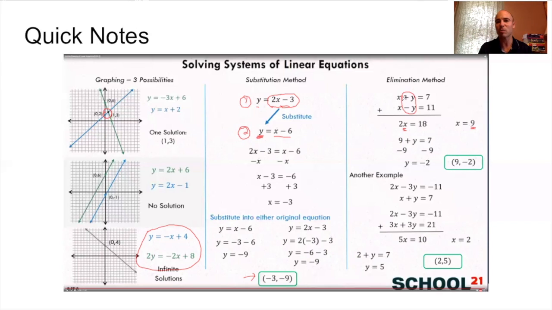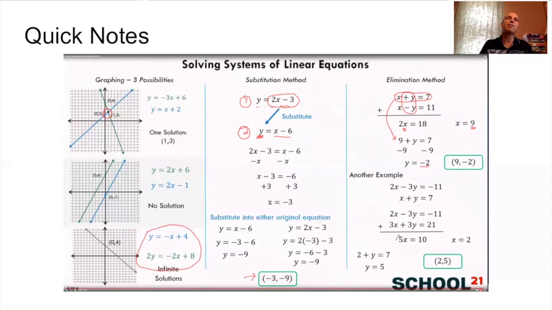So anyway, notice what we did is we plugged into one of the original equations, specifically the equation up top. We plug in 9 for x, which is the solution we got, and then y equals -2. And that is why those are our two solutions. If you want to see another example, here's another example.